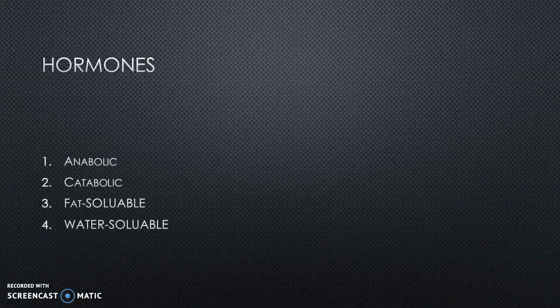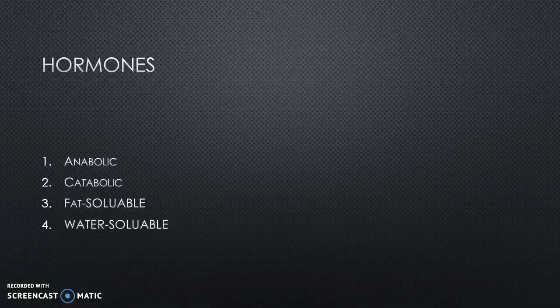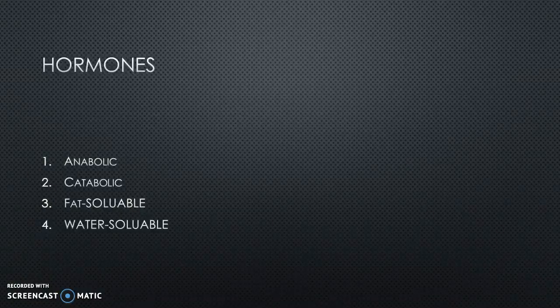And lastly, the hormones. You've got 4 different categories again. Number 1 is anabolic. Anabolic means insulin and testosterone, which increase protein synthesis. The catabolic, which is cortisol, and also progesterone, decreases the protein synthesis rather than increasing it.